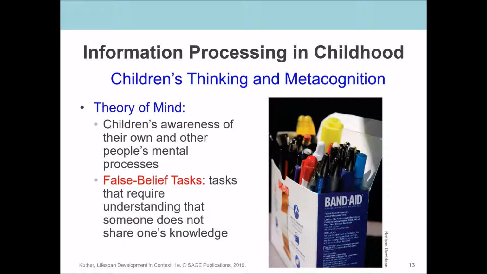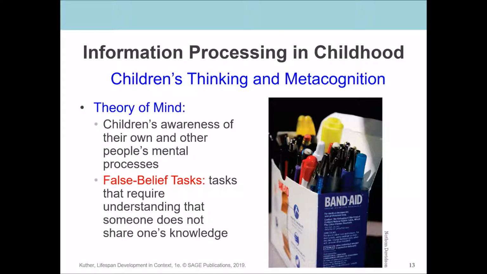So then we ask, hey, if your mom were to come in here, what do you think she would think is on the inside of the box? And if the child says pens, then they would not be showing a theory of mind. They would assume that because they know that there are pens inside, everyone must know that there are pens inside. If they say, she'll think there are Band-Aids, then they've developed that theory of mind, the awareness that other people have their own beliefs and perspectives and emotions separate from their own.